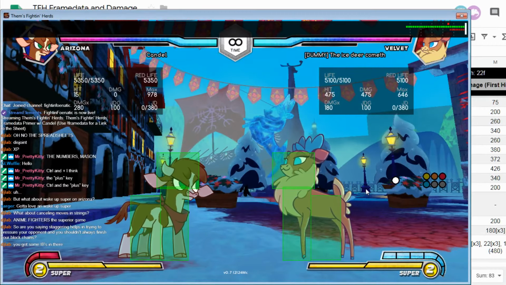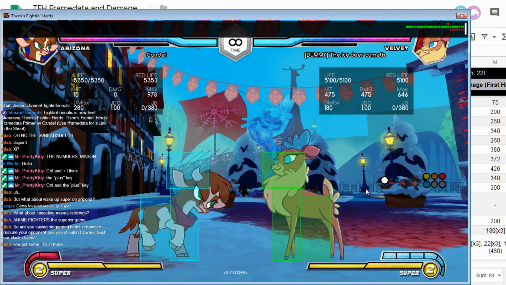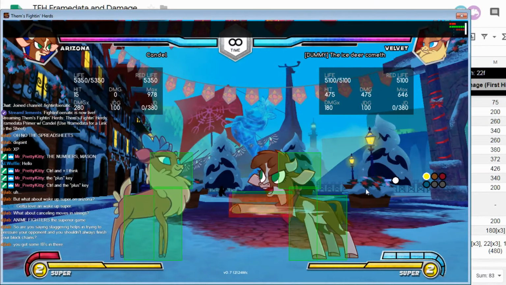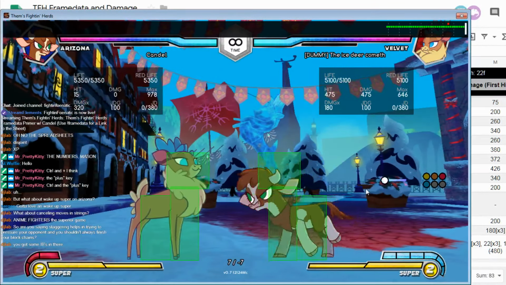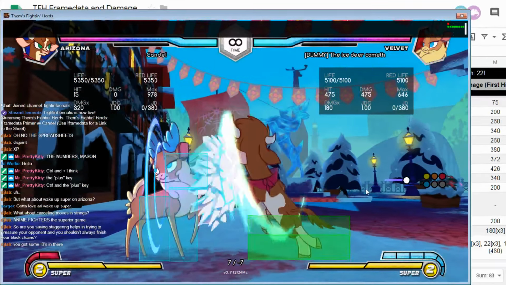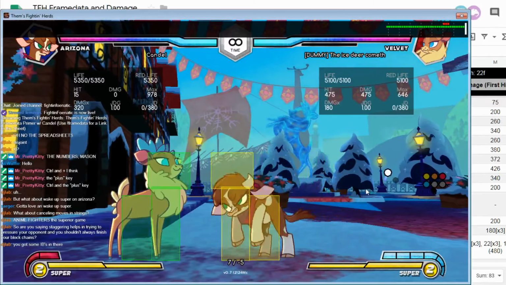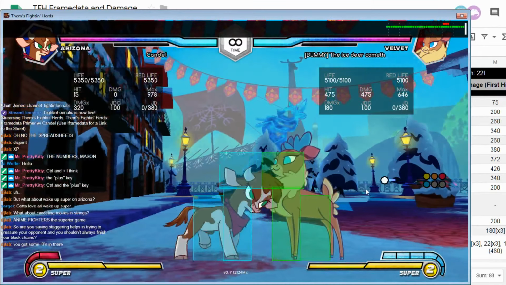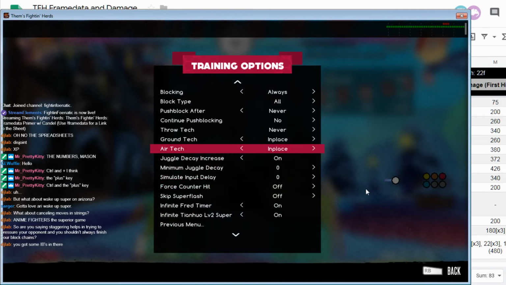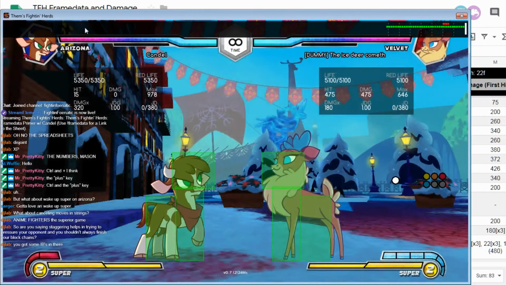You have instant block, which makes things worse on block and reduces the amount that people are pushed back. Because sometimes your move is really unsafe, but it also pushes them a bit farther back. So a well-spaced 6A is gonna be hard to punish, because it's only -7. Ah, yeah, we saw that there. It says -5.